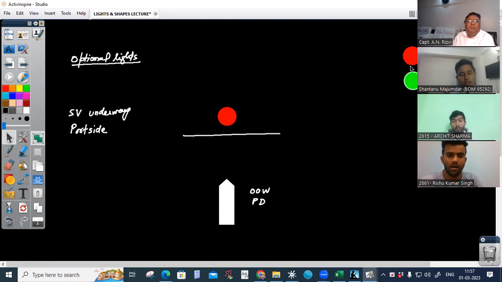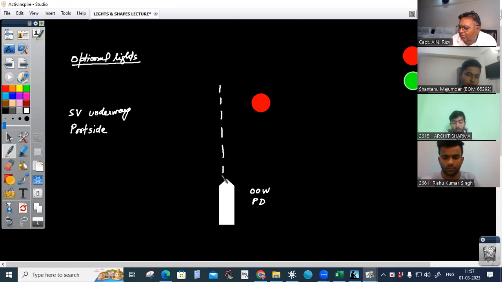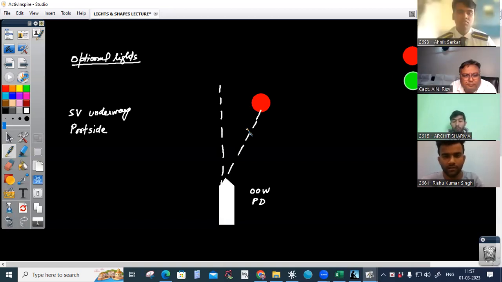Now, the question is, you see this vessel 30 degrees on the starboard bow. That means somewhere here, like this. So what action you have to take? Sir, we have to keep clear of the sailing vessel. Okay, but what is the first action you are supposed to take?